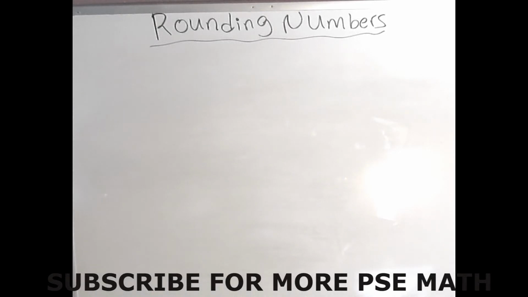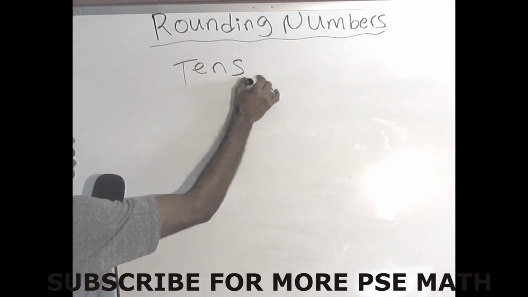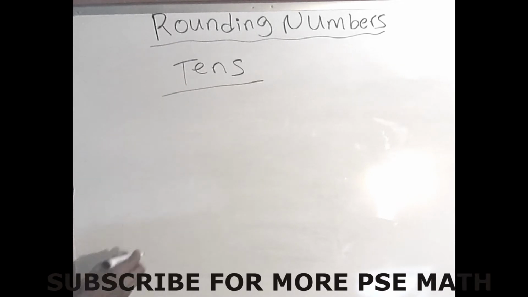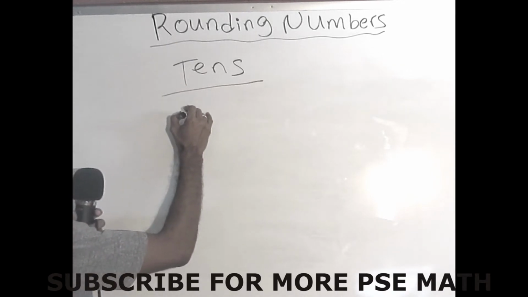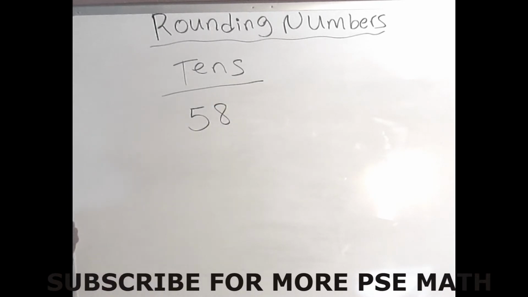Once again, welcome students. Today we're going to focus on rounding numbers. So we want to round numbers to the nearest tens. So let's put a number. Here we have 58. So we want to round 58 to the nearest tens.